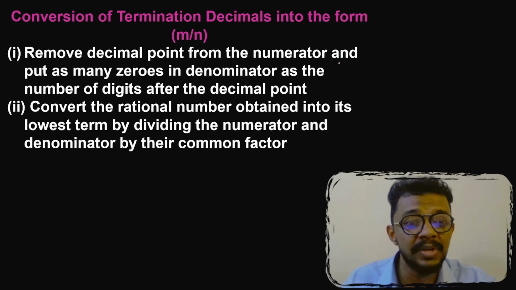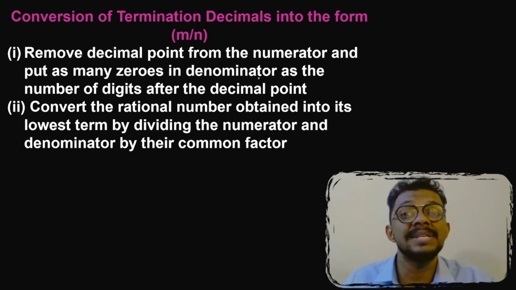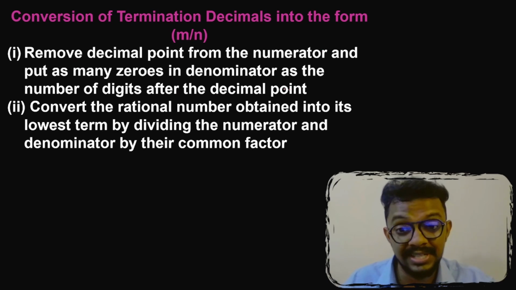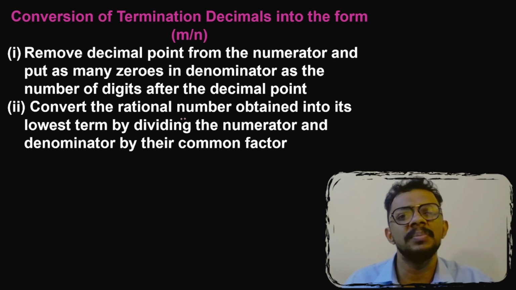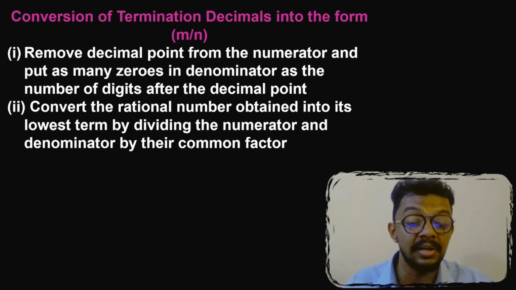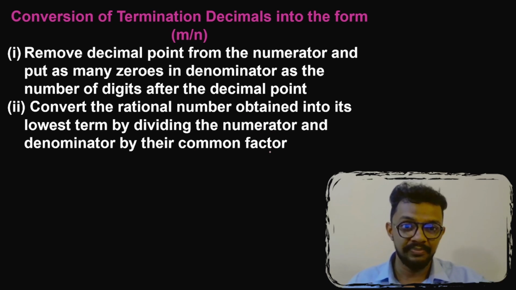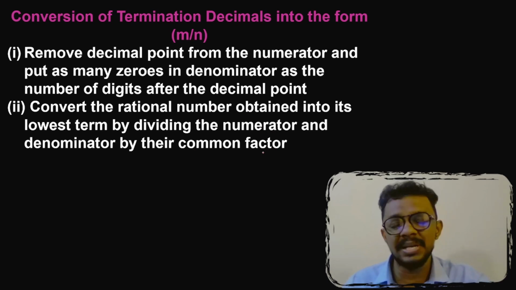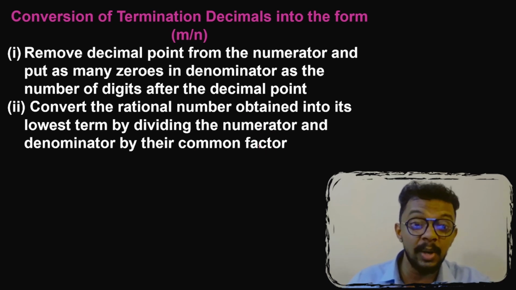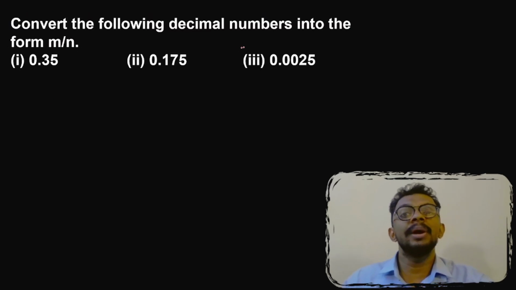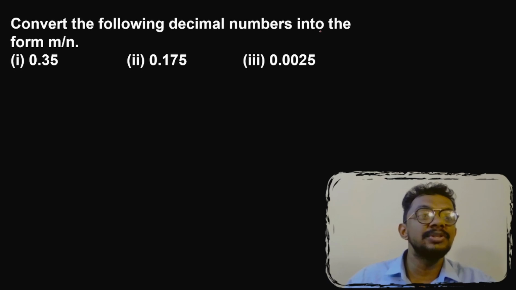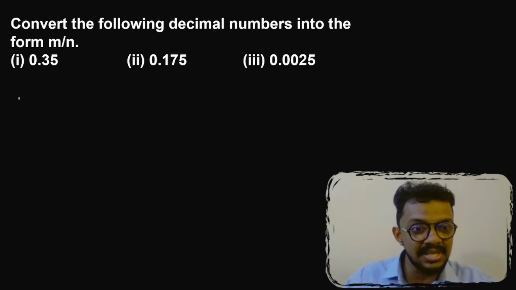Remove the decimal point from the numerator and put as many zeros in the denominator as the number of digits after the decimal point. Convert the rational number obtained into its lowest term by dividing the numerator and denominator by their common factor. Okay. With a proper example, you will understand. Don't worry about this point at all. Let's start. Convert the following decimal numbers into the form of m by n. First number is 0.35.